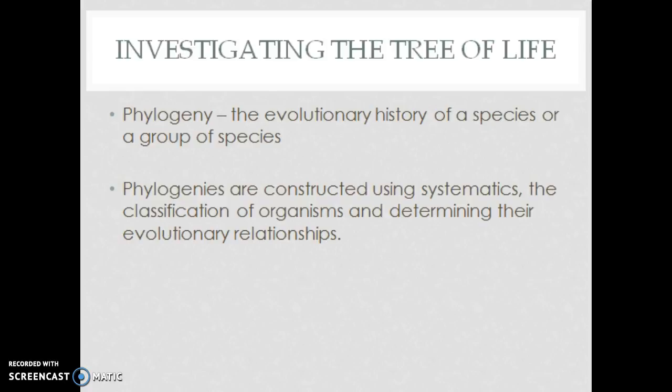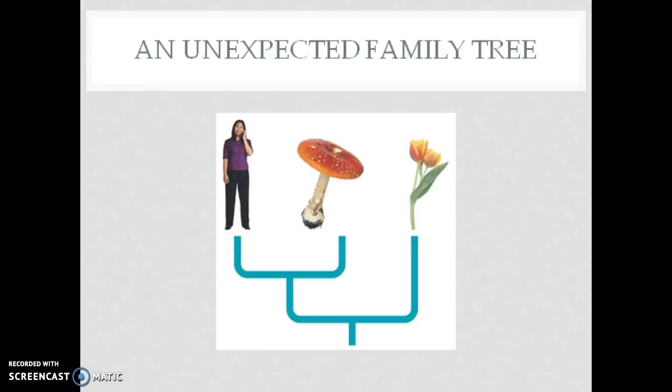Phylogeny. This is the evolutionary history of a species or of a group of species. And phylogenies are constructed using systematics. This is the classification of organisms and determining who's related to who and who shares common ancestors. Looking at this family tree, this is a phylogeny, and we are showing in this particular phylogeny that mushrooms are more closely related to us than mushrooms are related to flowers.